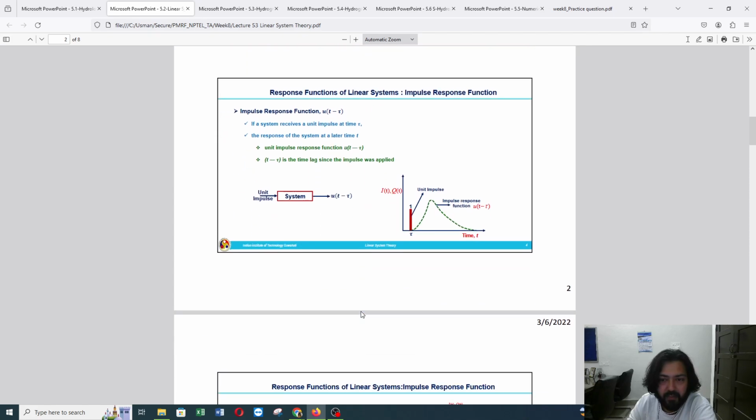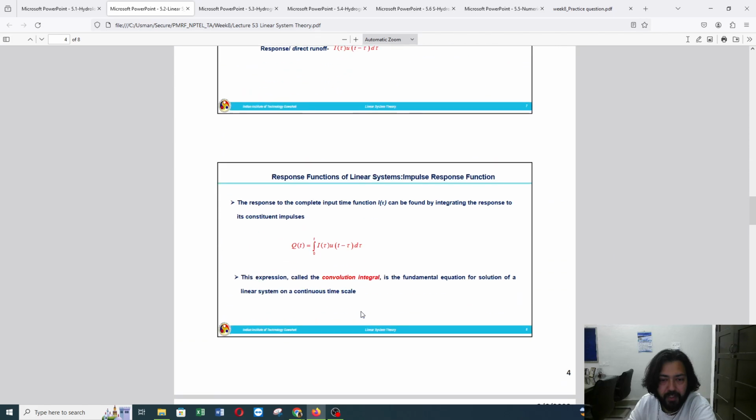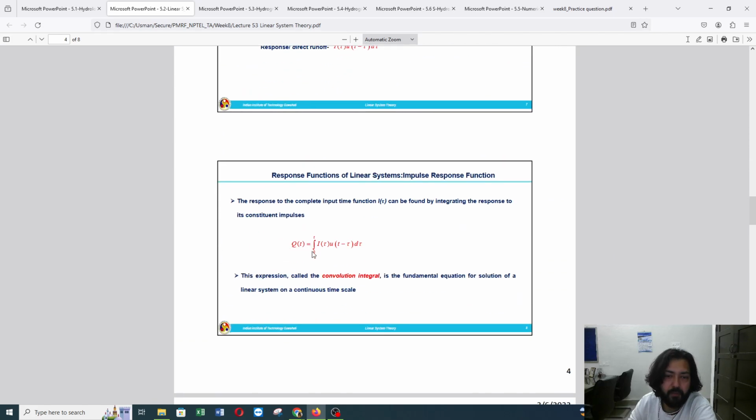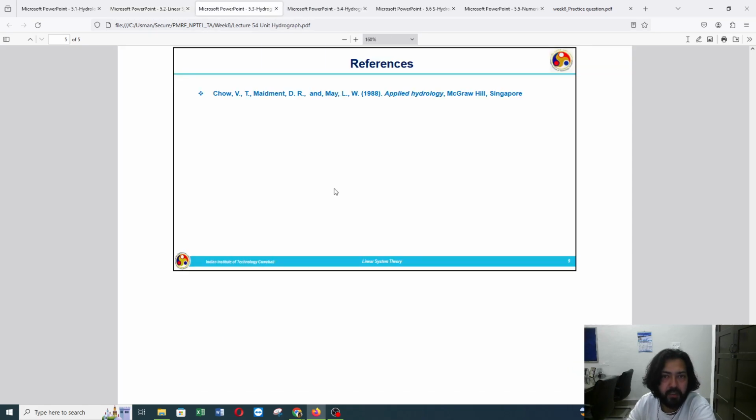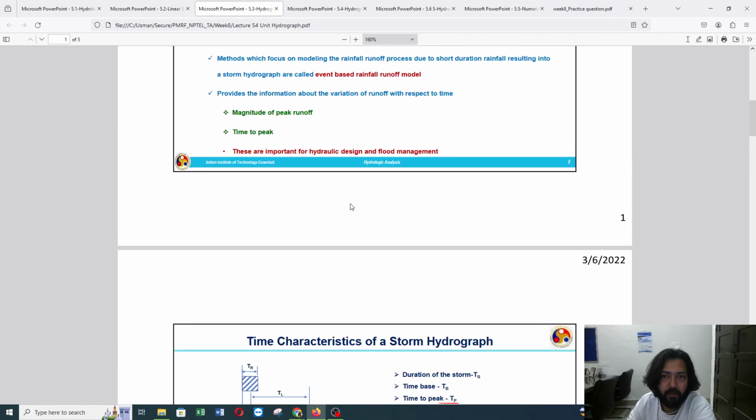So we have derived this equation of the convolution integral, which is Q(t) equals the integral from 0 to t of I(tau) U(t minus tau) d tau. So this is the convolution integral. We can use this same equation for the unit step response function as well as for the pulse response function. Then we talked about the unit hydrograph, right?